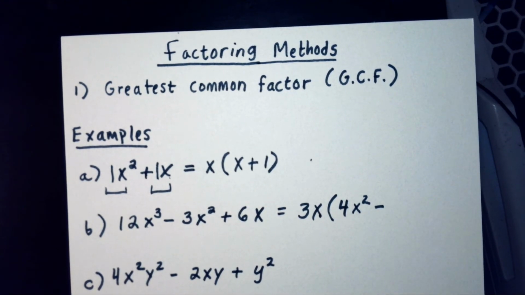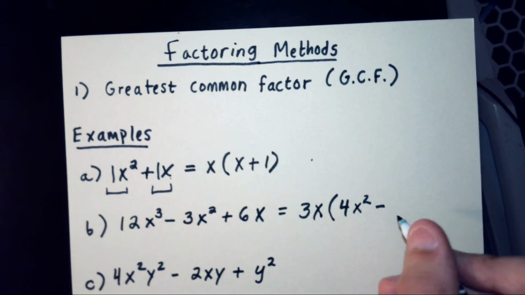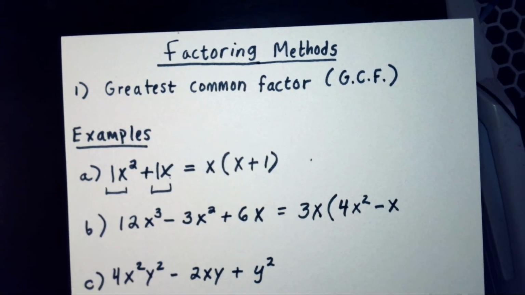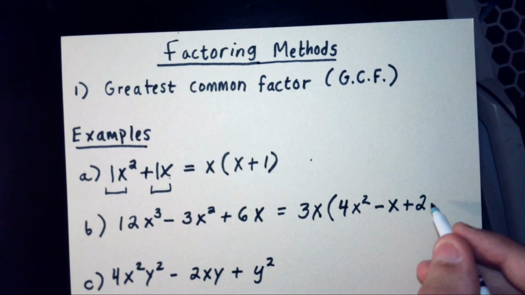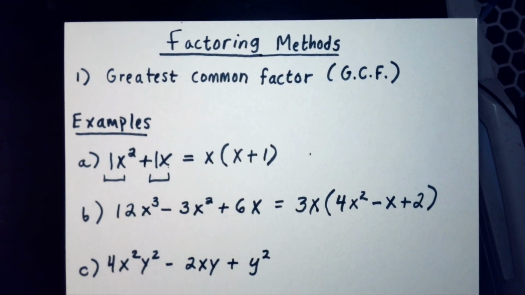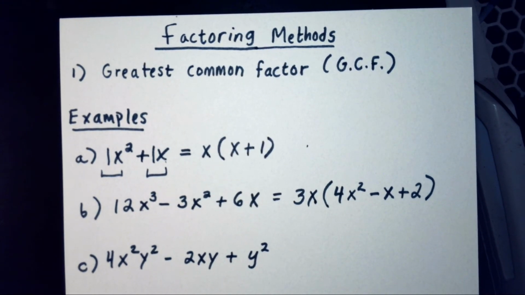Next, we see how many times 3x goes into 3x squared. Well, the 3 goes into 3 once, so we don't write any numbers. And then x goes into x squared x times. Lastly, we see that 3x goes into positive 6x just twice. Awesome. So that is example B. Now we're on to example C.